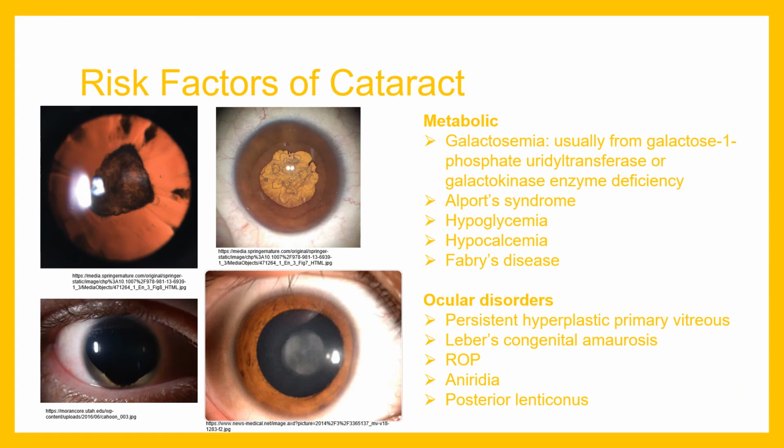Some metabolic syndromes, such as galactosemia, Alport syndrome, hypoglycemia, hypocalcemia, and Fabry's disease, can raise the risk for cataract as well. In terms of ocular disorders, any persistent hyperplastic primary vitreous, Leber's congenital amaurosis, retinopathy of prematurity, aniridia, or asymmetric size of the pupils, and posterior lenticonus can contribute to the risk.